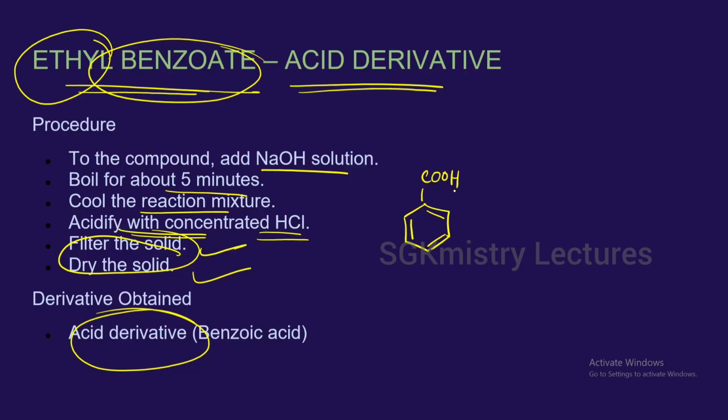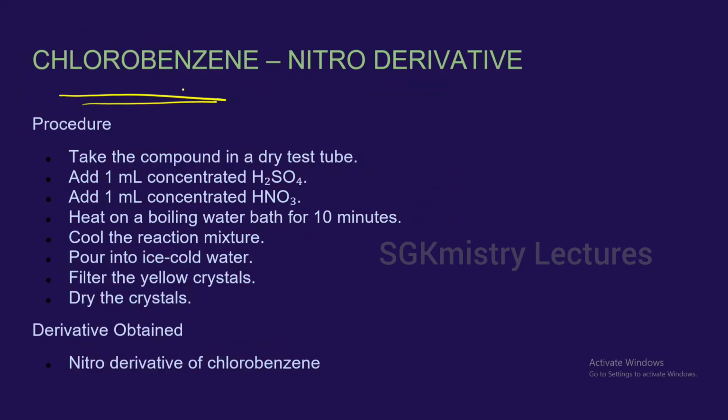So next, coming on to chlorobenzene, if this is the compound that is given to you, now you're going to prepare the nitro derivative. To the compound which is taken in a dry test tube, you're going to add concentrated H2SO4 as well as concentrated HNO3. Now you're going to heat the mixture on a boiling water bath for around 10 minutes. Then you're going to cool the reaction mixture and pour it into ice cold water. Now you can see that yellow crystals are formed. Same thing, you're going to filter the crystals and dry them. Whatever derivative is obtained is a nitro derivative of chlorobenzene.